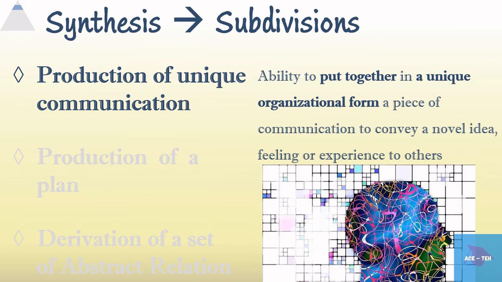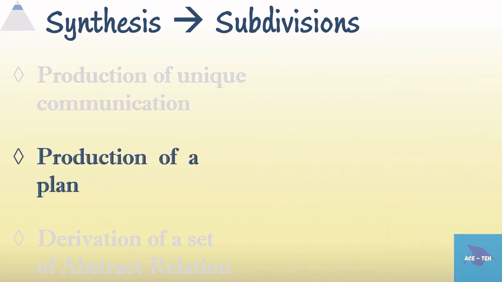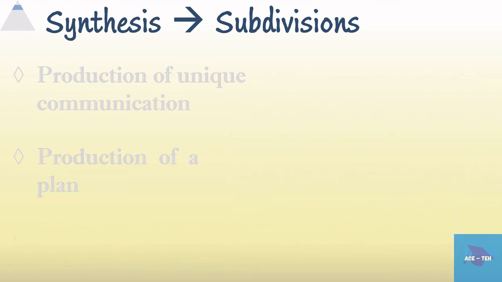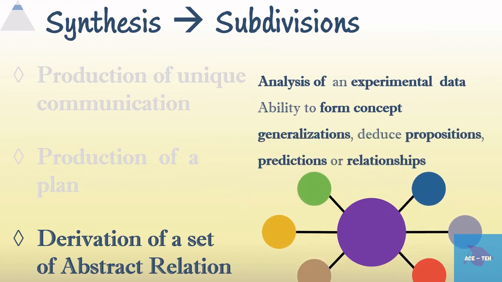Second one is production of a plan or proposed set of operations for solving problems or dealing with others. Third one is derivation of a set of abstract relations based on the result of the analysis of experimental data or observation. It is the ability to form concept generalizations, deduce propositions, predictions, relationships based on the classification of experiences or observations. Now here is a list of questions that are inherent in the synthesis level.